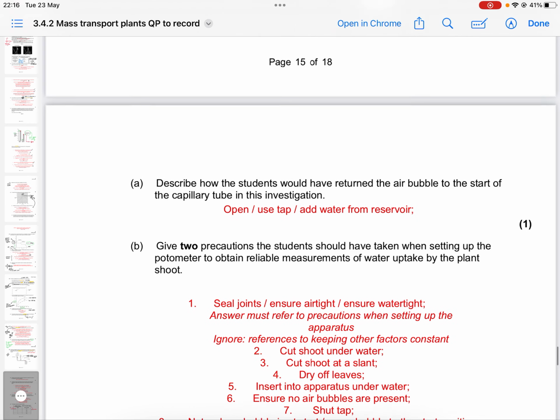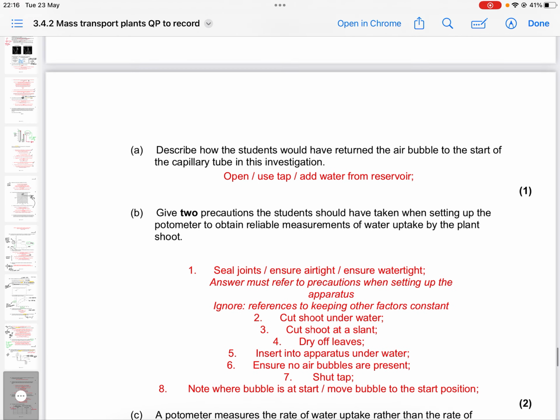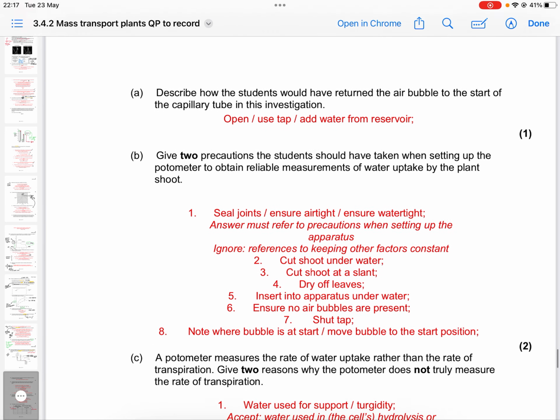So what we've said: seal joints to make sure that our tap is closed, cut shoots under the water, cut shoots at a slant, dry off leaves, the same as you did with the potatoes in required practical 3. Make sure that any apparatus is inserted under the water. Make sure that you record where the air bubble is at the beginning of the practical, and ensure that no other air bubbles are present, and obviously shut the tap.